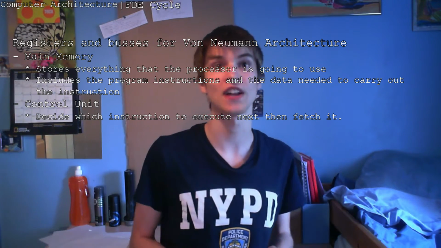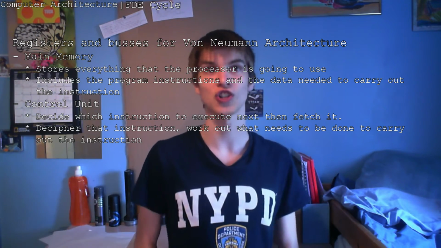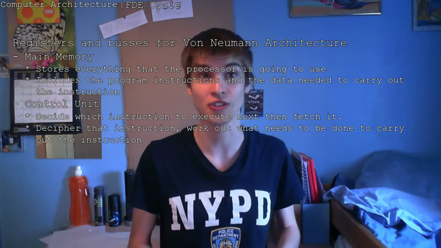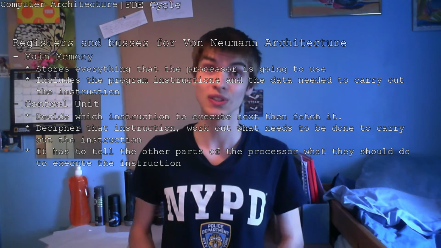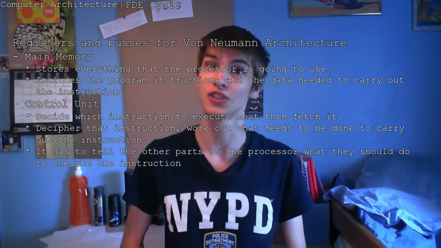The control unit decides which instruction to execute next, then fetches it. It deciphers that instruction to work out what needs to be done to carry out the instruction. It has to tell the other parts of the processor what they should do to execute that instruction.